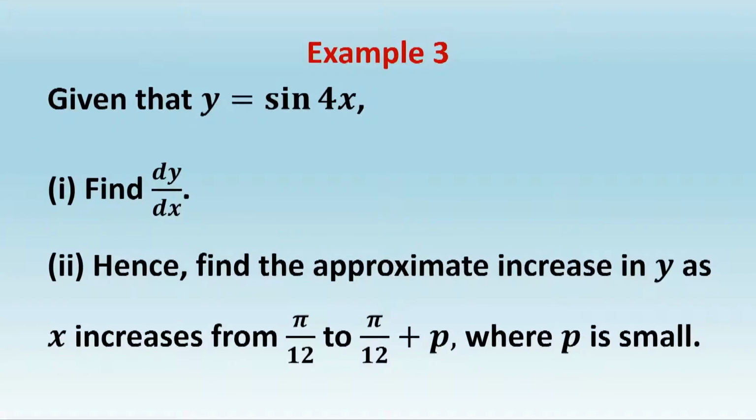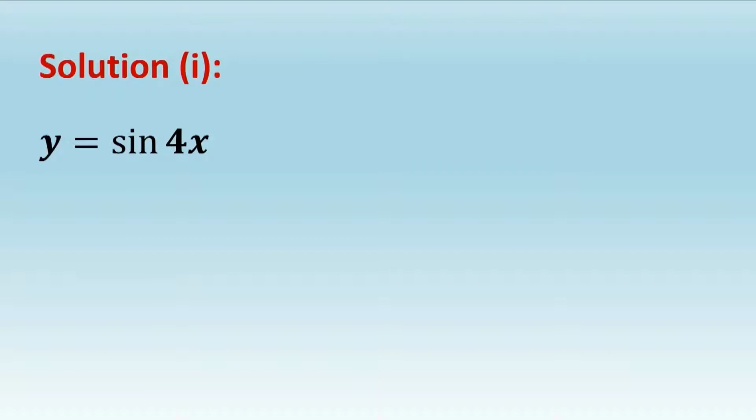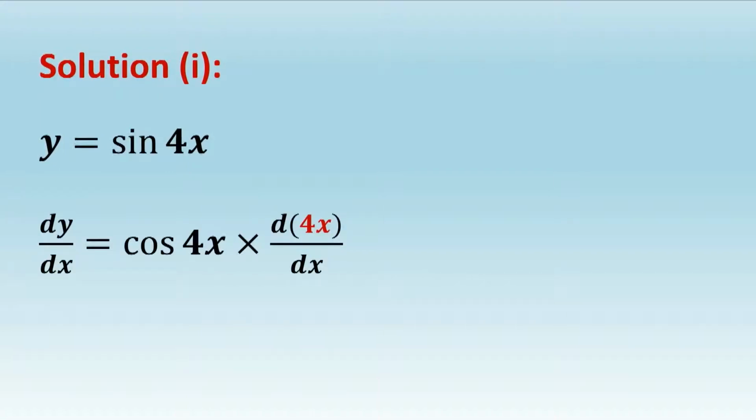Example 3. Given that y = sin 4x, part 1, find dy/dx. Part 2, hence find the approximate increase in y as x increases from π/12 to π/12 + p, where p is small. y = sin 4x. dy/dx = cos 4x multiplied by the differentiation of 4x, which is equal to 4 cos 4x.